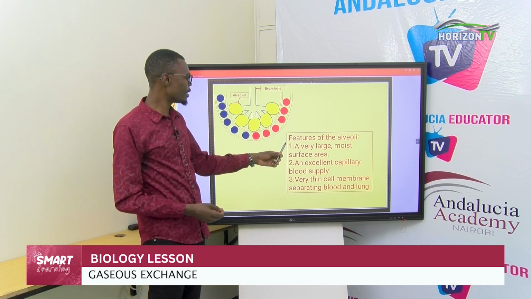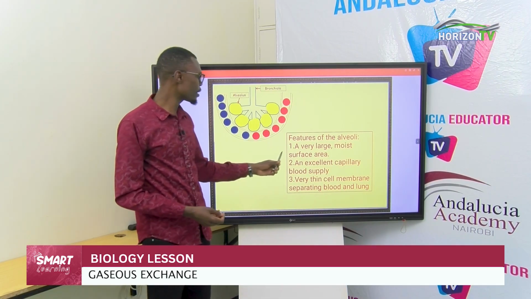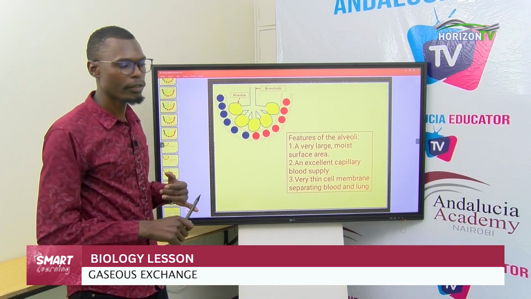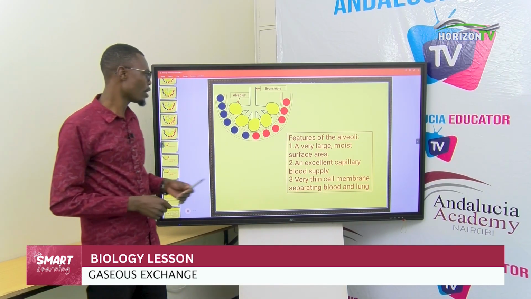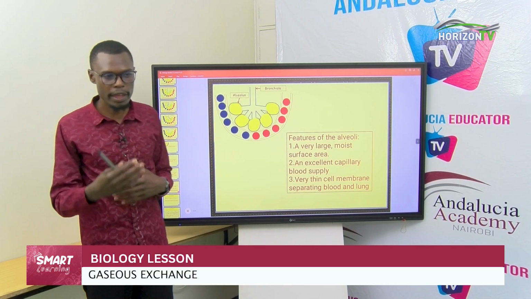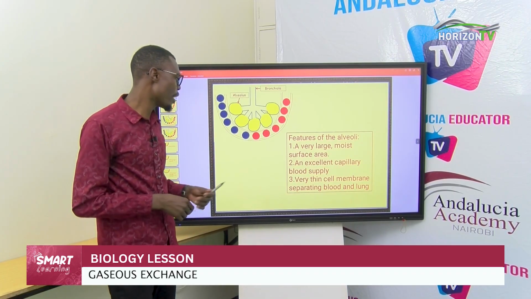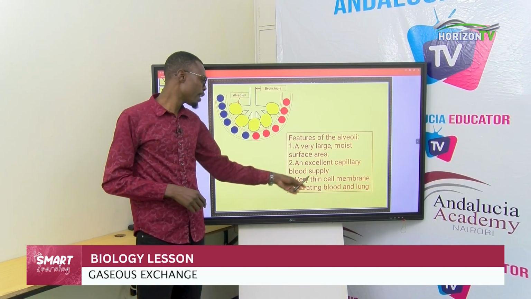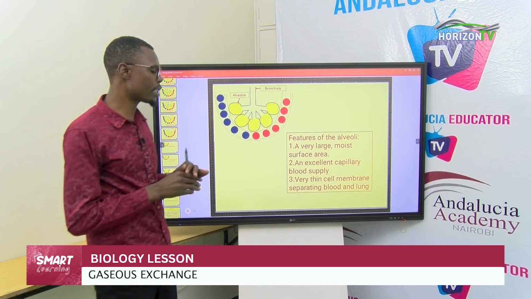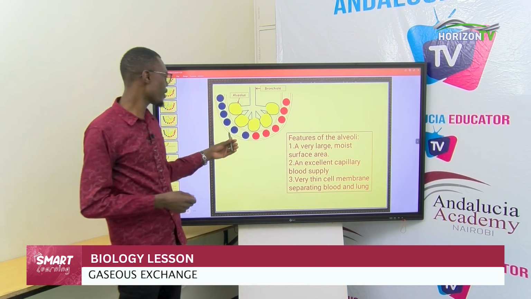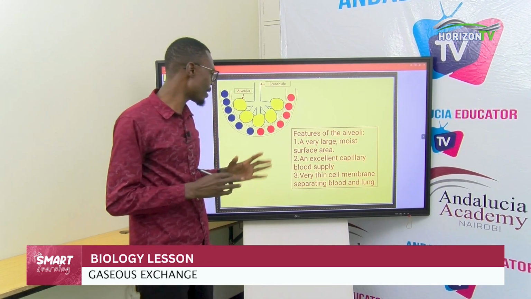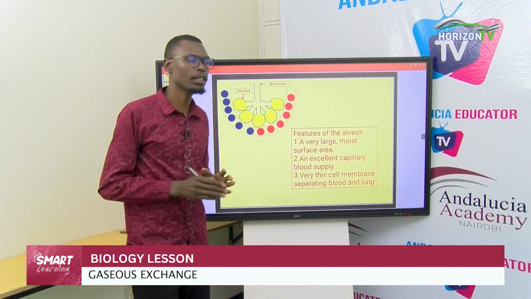So as I have indicated, one, the alveoli must have a large surface area for efficient diffusion of gases. I've also said they must be moist to dissolve the diffusing gases. They also have a very thin cell membrane or thin wall, made of one cell thick, which shortens the distance by which the gases or the substances diffuse across, largely the gases, carbon dioxide and oxygen.